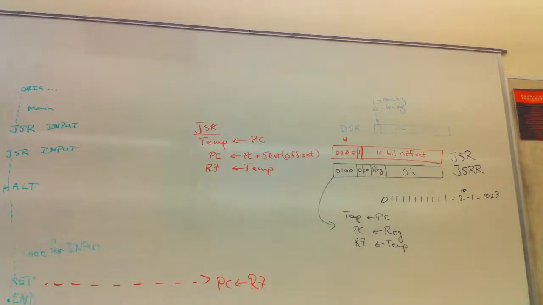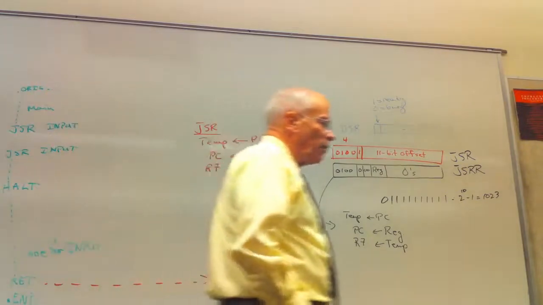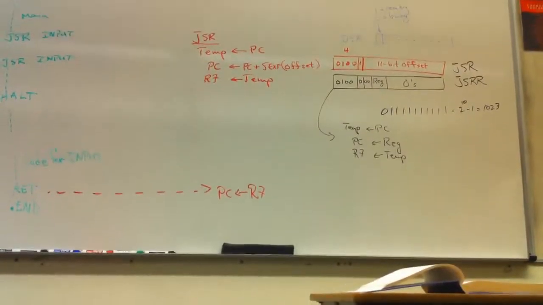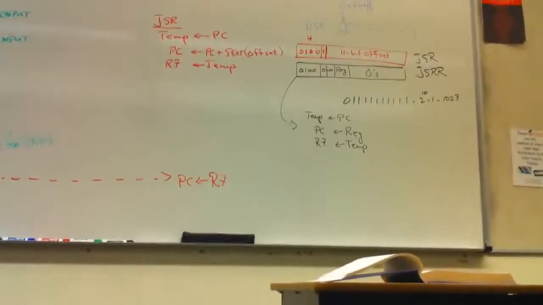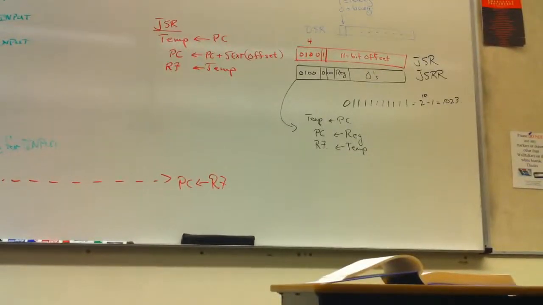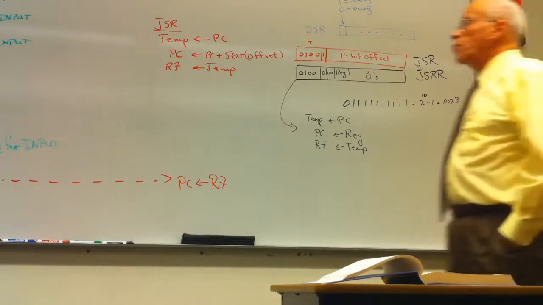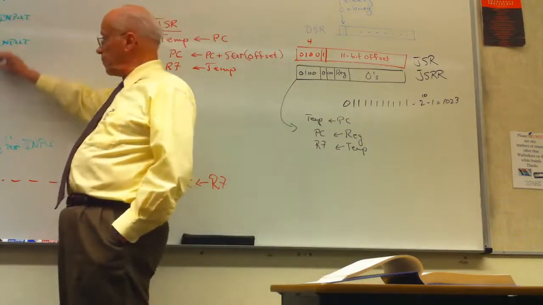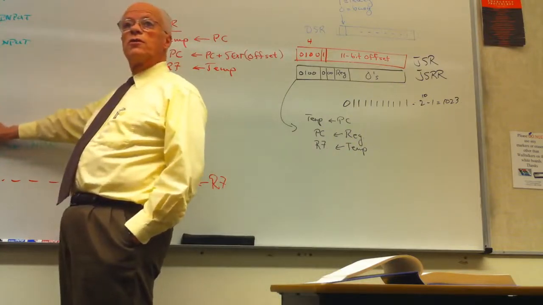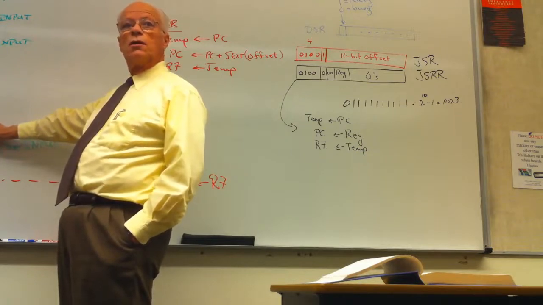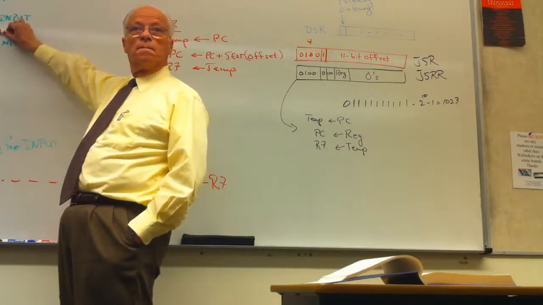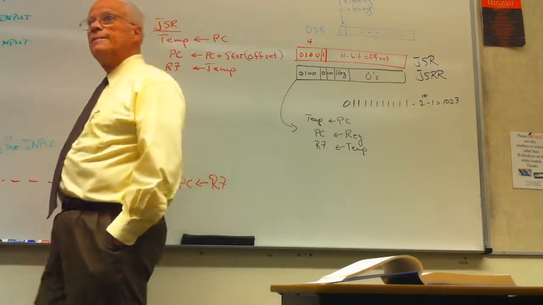Now, there are some things to look out for in doing this. One of the principal ones is that it does not change any of the registers except register 7. If in my main program I have some important information in register 0 and my subroutine uses register 0, guess what? I just lost that information.